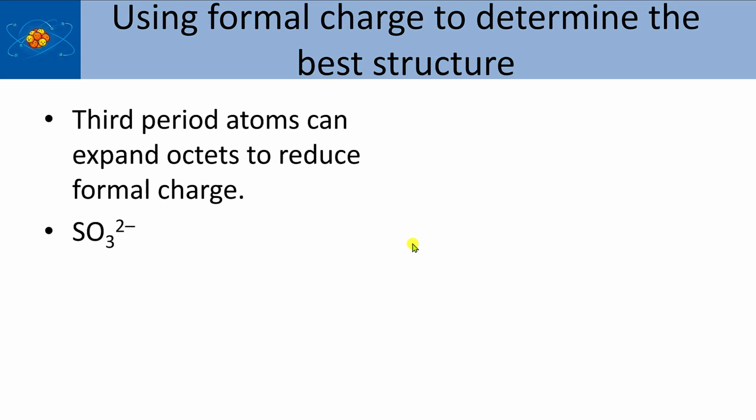So let's see how formal charge can be used to determine the best structure for the sulfate or sulfite ion. So we're going to draw a sulfite ion, and we'll make note about its resonance structures. That's not the main point of this, but we'll also note how many resonance structures it has. But SO3, I'll put sulfur in the middle.